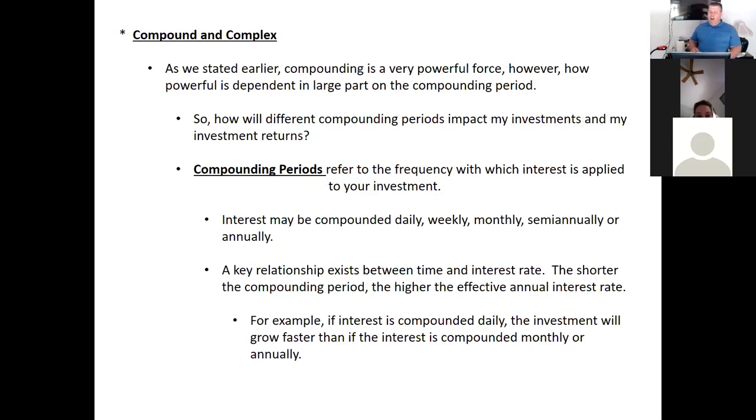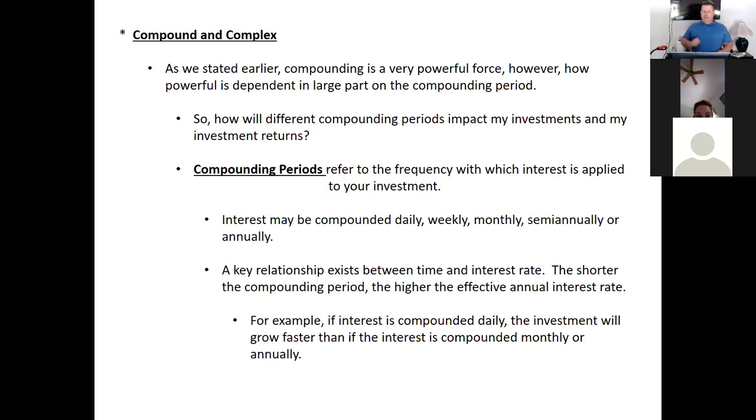So as we stated earlier, compounding is a very powerful force. However, how powerful is dependent in large part on the compounding period. So how will different compounding periods impact my investments and my investment returns? So here's another definition for you.